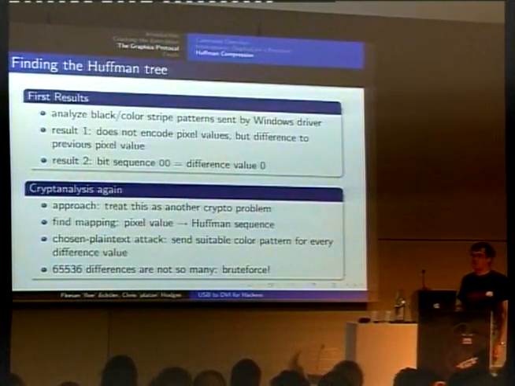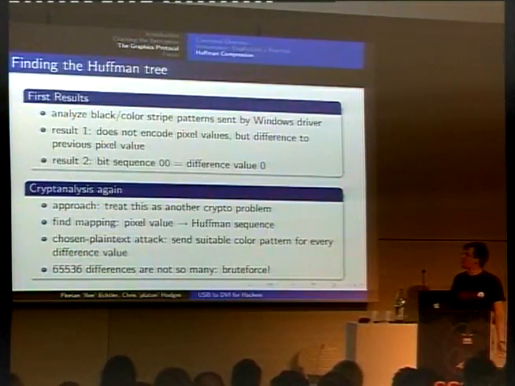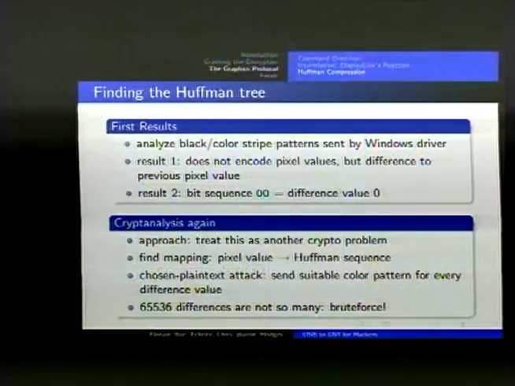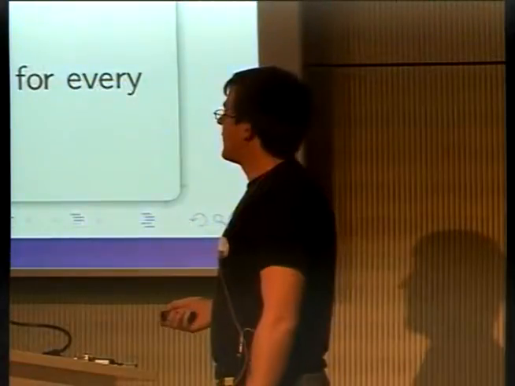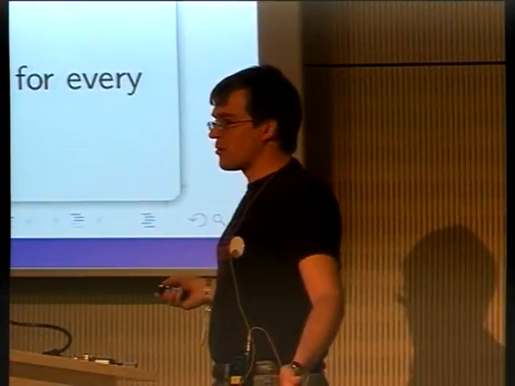Now, the next step was to just treat this as another crypto problem and find the table again, which gives you the Huffman sequence for a certain pixel value, or rather difference value. So we basically tried a chosen plaintext attack, which means we just send a suitable color pattern through the Windows driver for every difference value which might occur in the data.